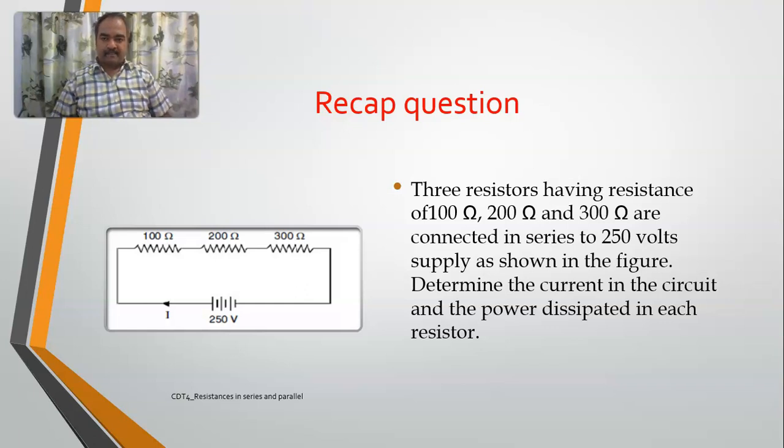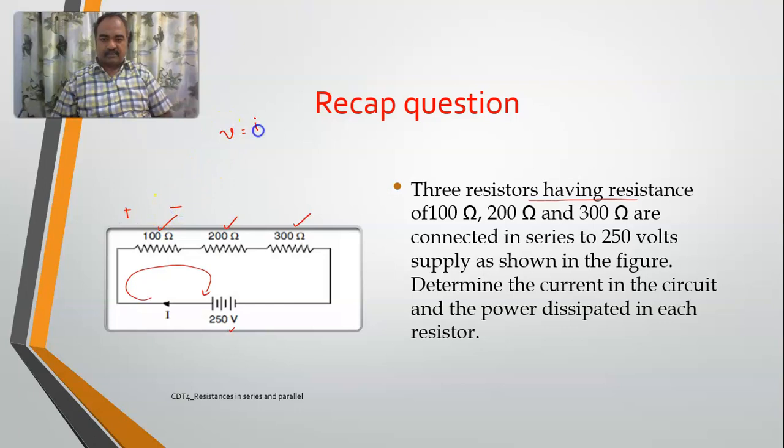This is based upon your KCL and KVL. There are three resistors having resistance of 100 ohms, 200 ohms and 300 ohms. These are connected in series and connected across a 250 volt supply. Determine the current which is flowing in the circuit and the power which is dissipated in each resistor. If I is the current which is flowing in the circuit, you know what is the voltage drop which is created here?